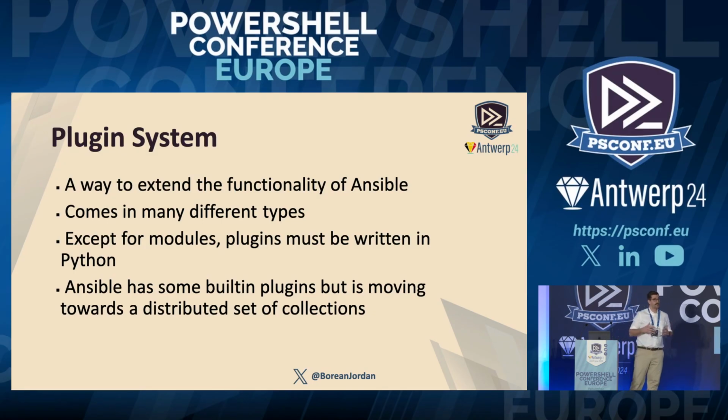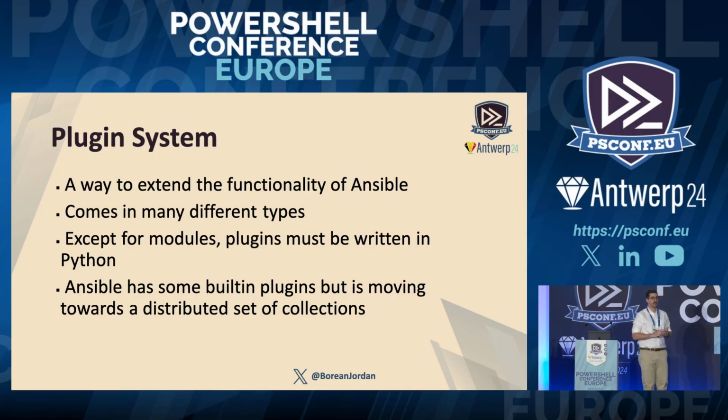Ansible has its core engine, but one of the key components that we have here is our plugin system. Basically, the plugin system is a way of extending the functionality of Ansible. We have so many different plugin types, which I'll show you in the next slide. Essentially, every single plugin type, except for modules, has to be written in Python. That's because they are part of the actual Ansible process itself, which is running with Python.